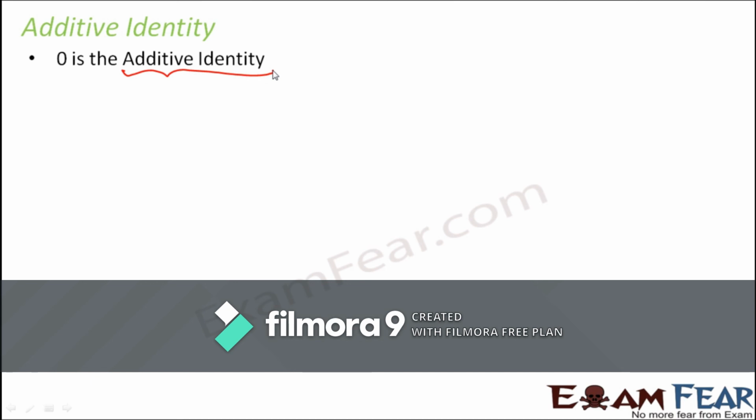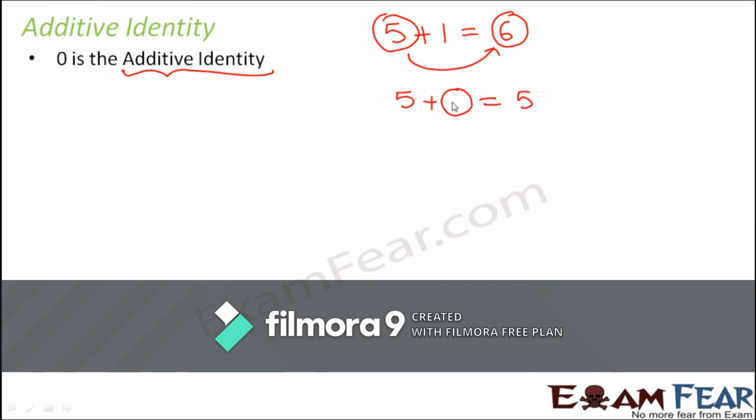Now, when we say a number, normally what happens? Let's say you have a number 5. The moment you add 1 to it, what happens? The result becomes 6. So what happened to 5? 5 was no more there. So 5 got transformed into 6. So the identity of 5 is lost. Now, can we have a number which when added to 5 will retain its identity? That means even after adding that number, 5 will remain as 5. So that number is nothing but 0.